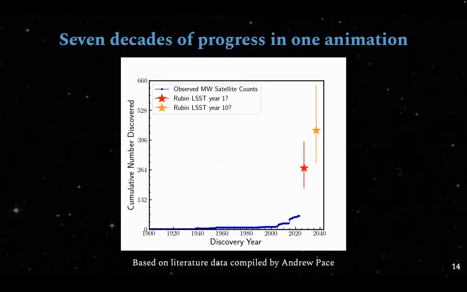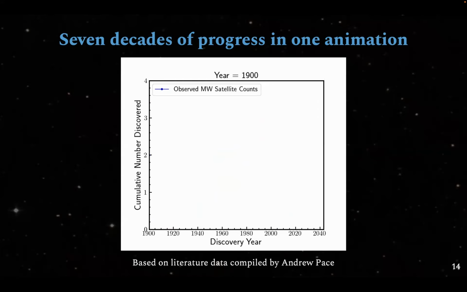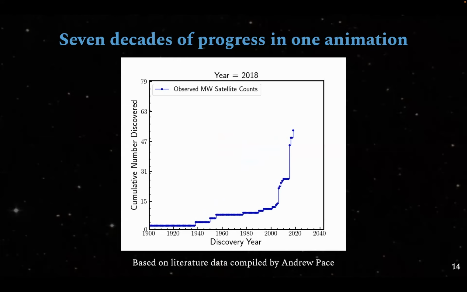I know that kind of went by quickly, so I'll wait for it to start one more time. Again, we're starting with just the LMC and SMC. Those have been known for millennia. And it wasn't until the late 1930s that we knew of any other dwarf satellite galaxies of the Milky Way. So we went from 2 to 4 rather quickly. It went up incrementally all the way until 2000, roughly. And then something dramatically changed. That's really exciting, and I'll tell you about how that's possible in a minute.